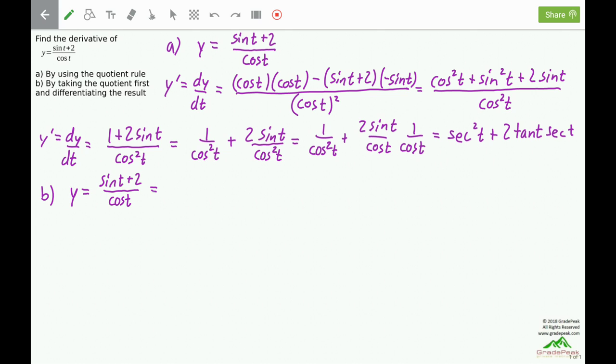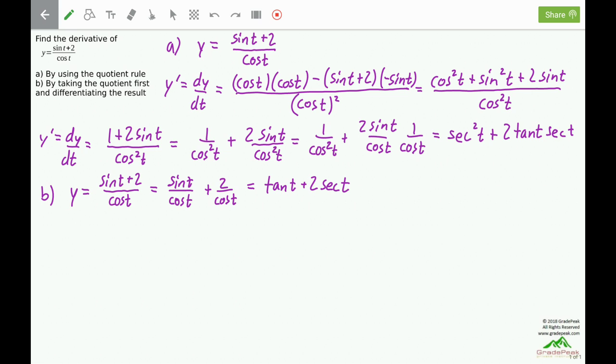So I can write this as sine of t over cosine of t plus 2 over cosine of t. Sine of t over the cosine of t is the tangent of t, and 2 over the cosine of t is 2 times 1 over cosine, which is 1 over cosine equals secant of t. Tangent of t plus 2 secant of t. With this, we no longer have a quotient.